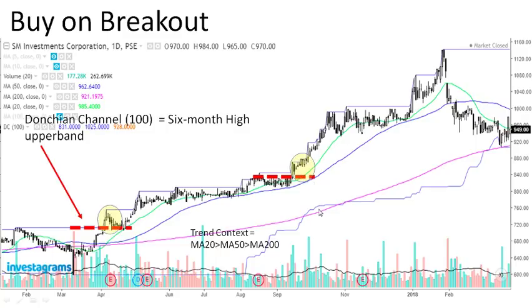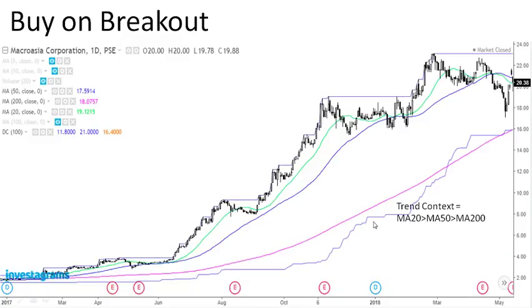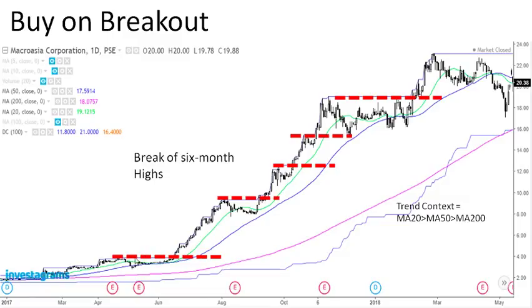So another breakout here. So kanya-kanyang style. Another here. Breakout ulit. So, another example. Breakout of 6-month high. Yan. So, ang dali lang visually. You just have to plot yung Donchian Channel 100 para kita mo na yung 6-month highs.